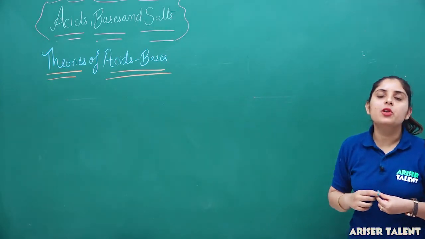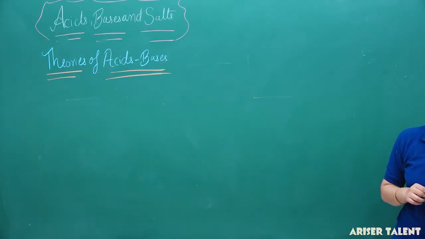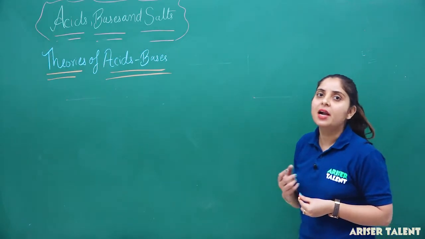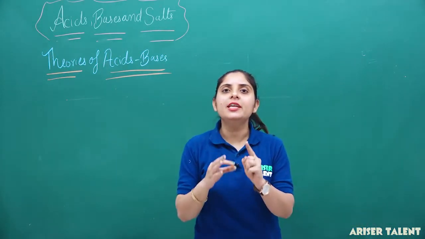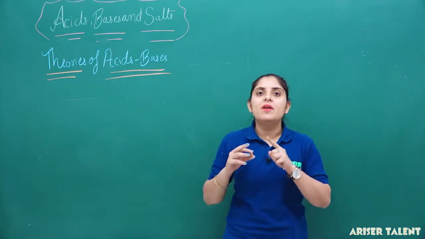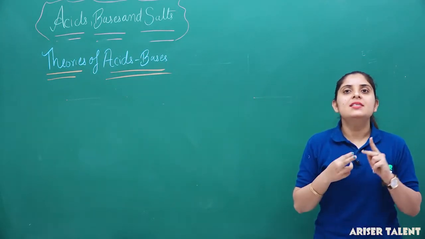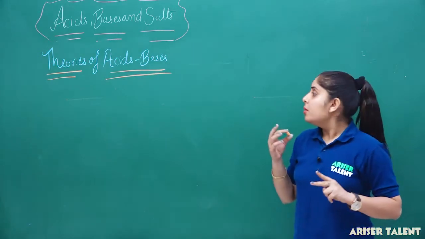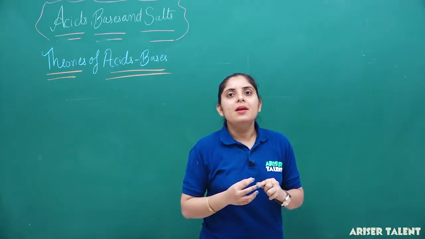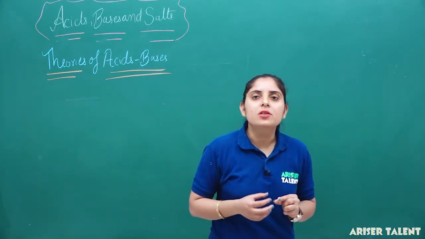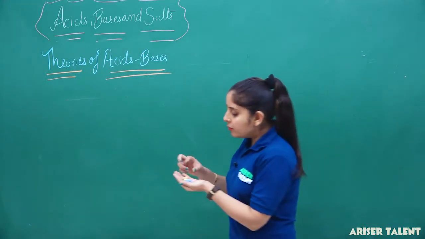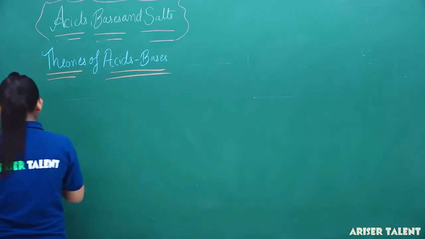Our first theory will be the Arrhenius concept that we have already discussed at the start of this chapter. We have 3 theories regarding acids and bases. The first is the Arrhenius concept, the second is the Bronsted-Lowry concept, and the third is the Lewis concept for acids and bases.